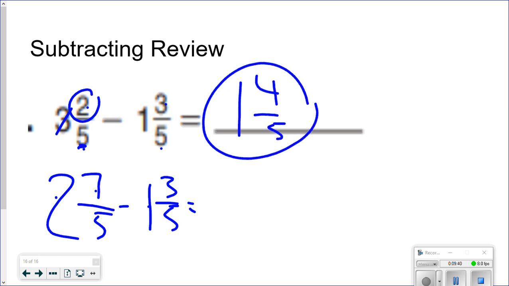Hopefully this helped a little bit. Hopefully cross-reducing wasn't too complicated. Once again, if you are struggling with your multiplication and division, fractions are going to be tough. So remember to study those math facts every night.